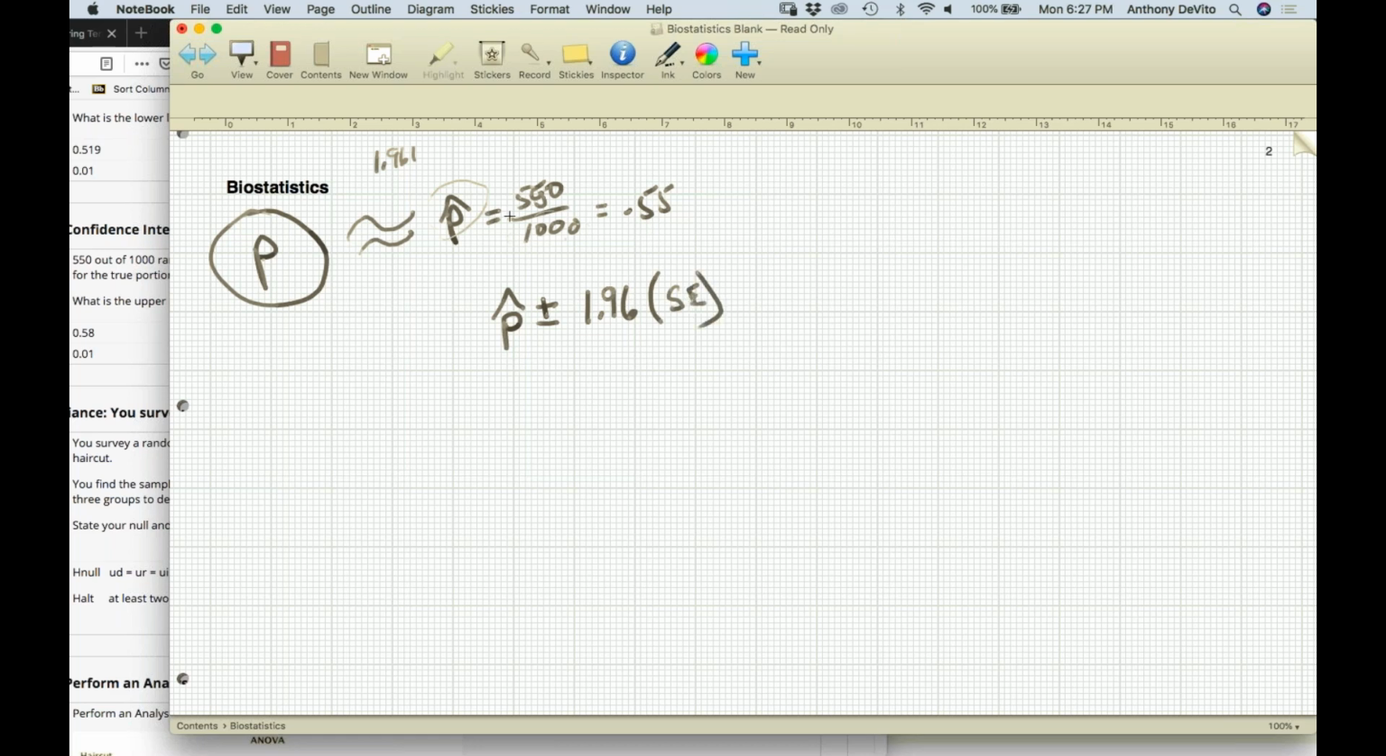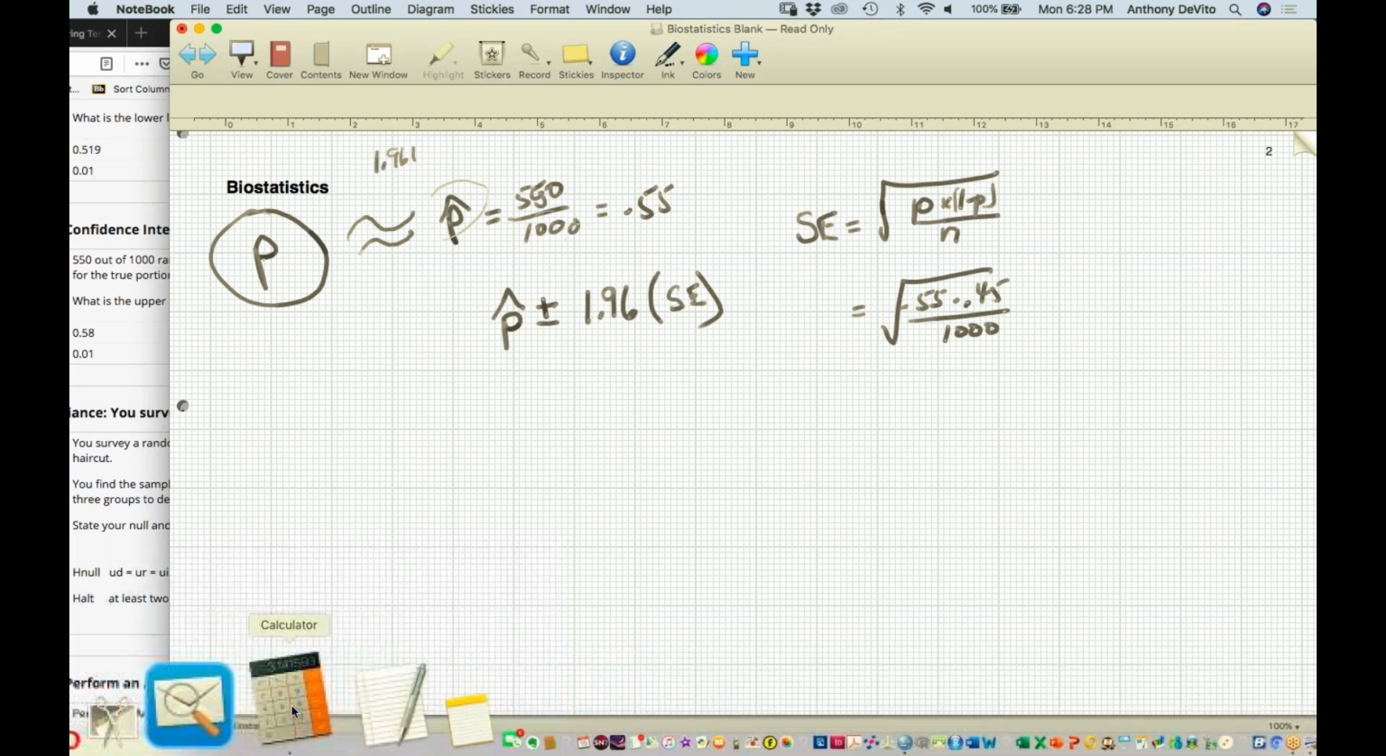Okay, now we don't have a conventional kind of numerical distribution where we would calculate standard deviation for the sample, but we do have a proportion. And when we have proportions, we say that the standard error is equal to the square root of P times 1 minus P, over N. Okay, so what is that in this case? It's the square root of 0.55 times 0.45 over 1,000. Okay, and let's see what that comes out to be.